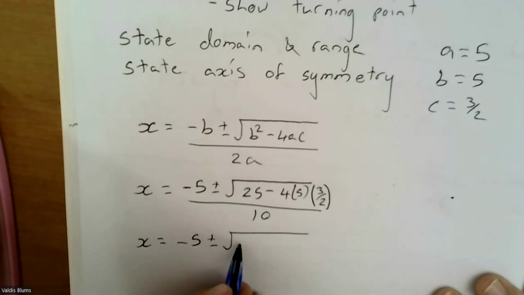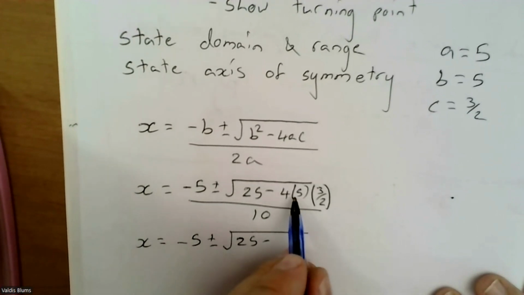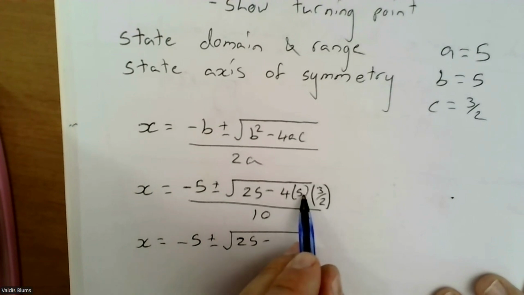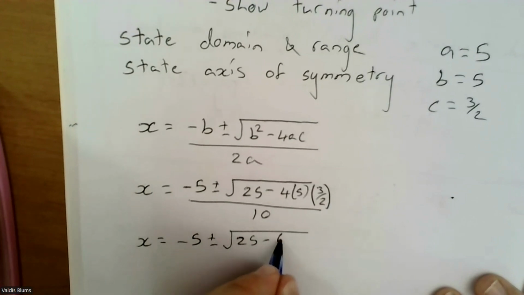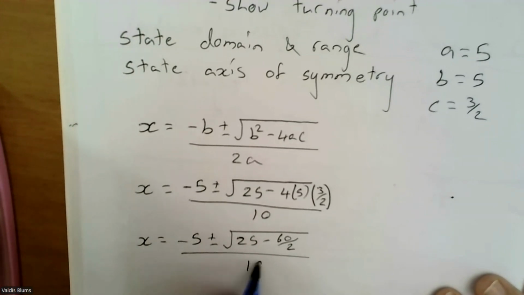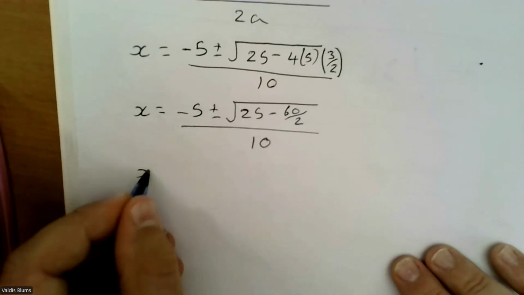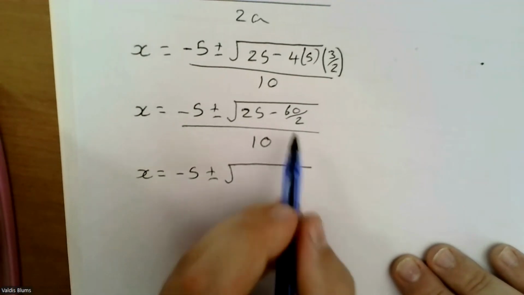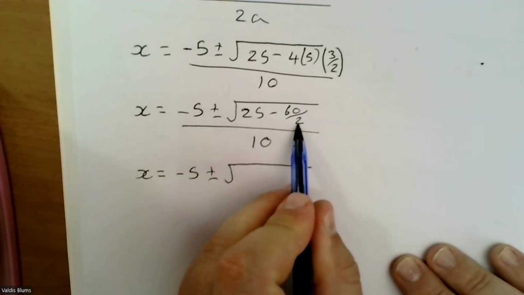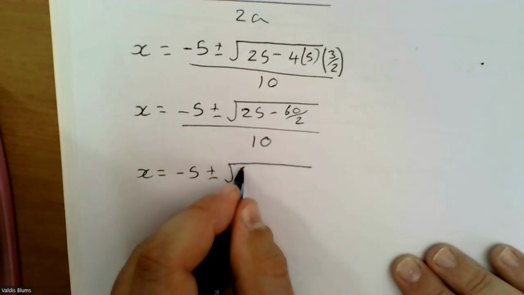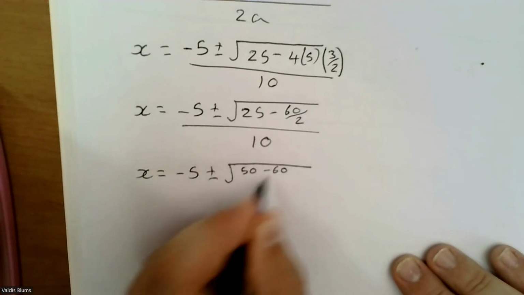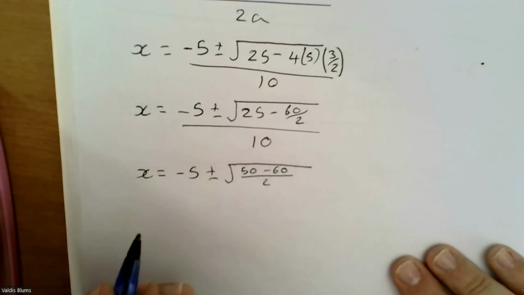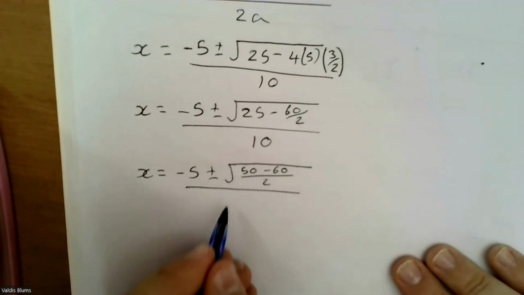So negative 5 plus or minus the square root of 25 minus 4 by 5 by 3 on 2, which is 60 on 2, all over 10. x is equal to negative 5 plus or minus. Scaling this up to have the same denominator of 2, we have 50 minus 60, all over 2, over 10.